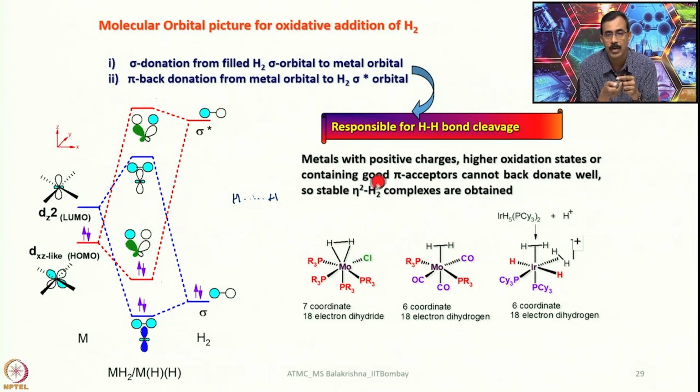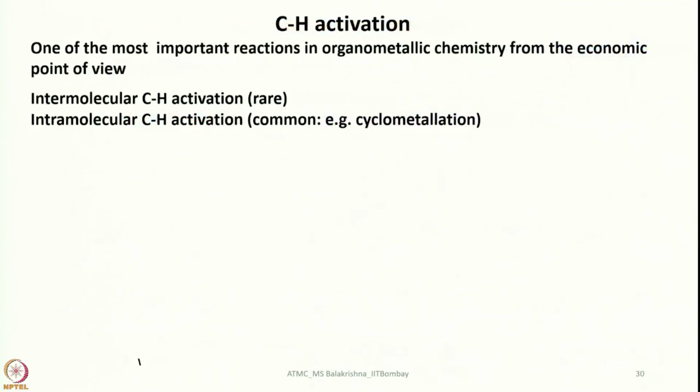We have to choose the right kind of ancillary ligands with sigma donor and pi acceptor properties, and also a suitable oxidation state on the metal, so that we can always tilt the equilibrium either way. So, now let us look into CH activation.